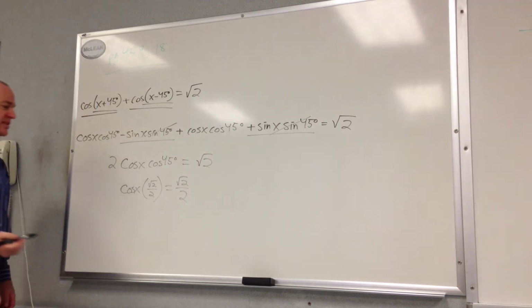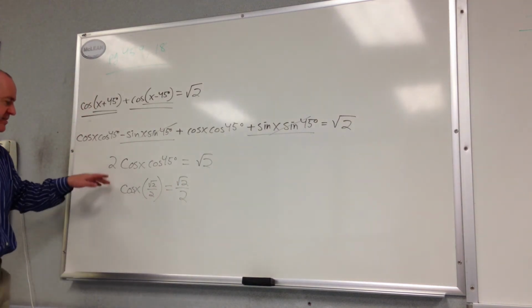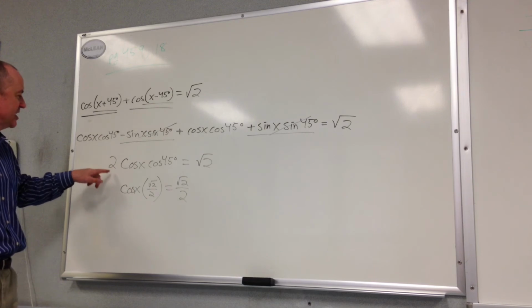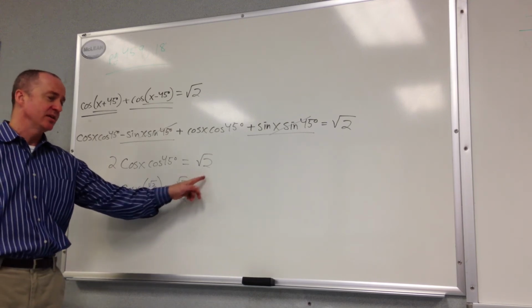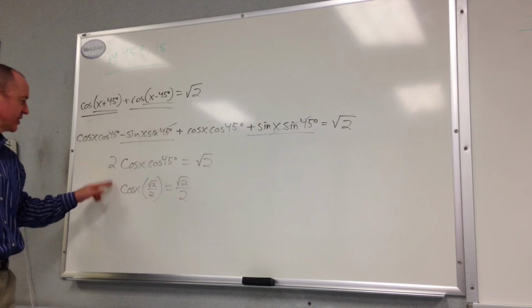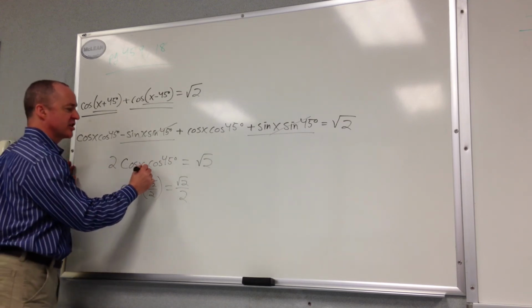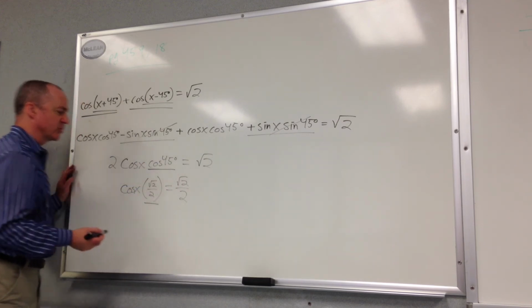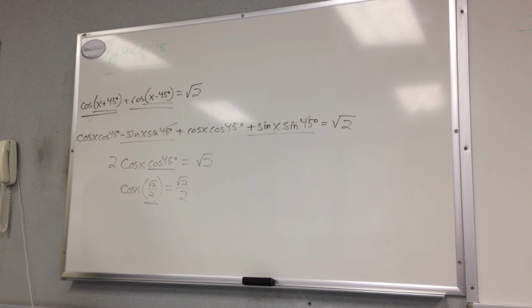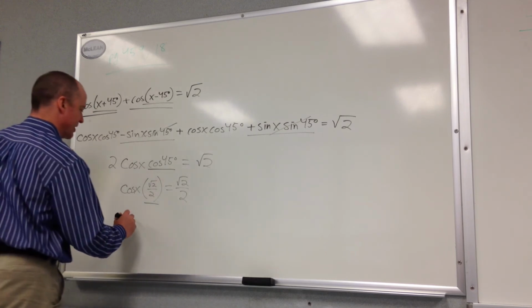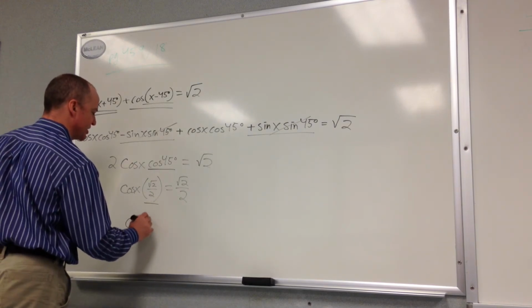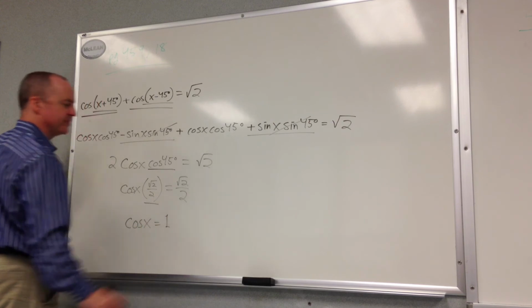The steps I did here in between these two lines: I divided both sides by 2, giving me the root 2 over 2 and getting rid of this coefficient. And I changed cosine of 45 degrees to root 2 over 2. And then you can divide both sides by root 2 over 2, which will get me cosine x equals 1.